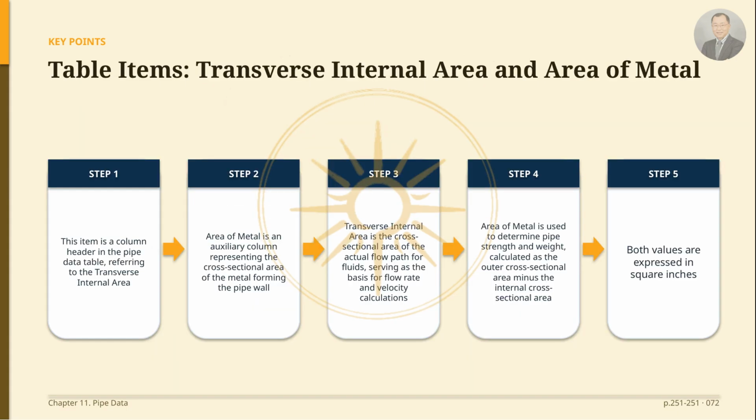Next, I'll introduce the table column headings for transverse internal area and metal area. The transverse internal area refers to the cross-sectional area of the actual flow path for the fluid inside the pipe. This value is a key figure used as a basis for calculating flow rate and flow velocity. Meanwhile, the area of metal is the cross-sectional area of the metal part forming the pipe wall, which corresponds to the area based on the outside diameter minus the internal area, and it is used to determine the strength and weight of the pipe. Both values are listed in square inches.